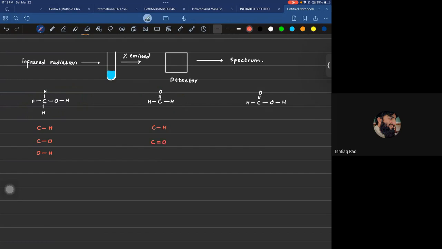और अगर आप इसको देखोगे तो इसमें you have CH, then you have C double bond O, then you have C single bond O, and then you have OH. So different bonds you have. So if you have different bonds, they will be absorbing different frequencies of infrared radiation.